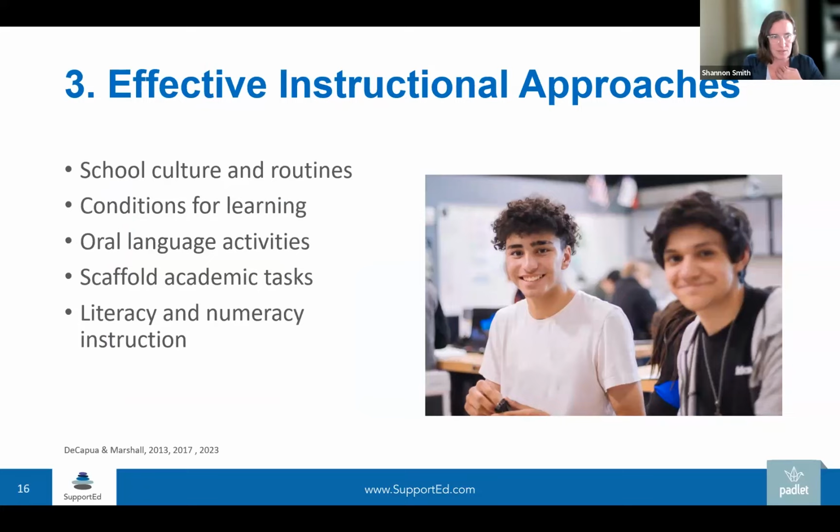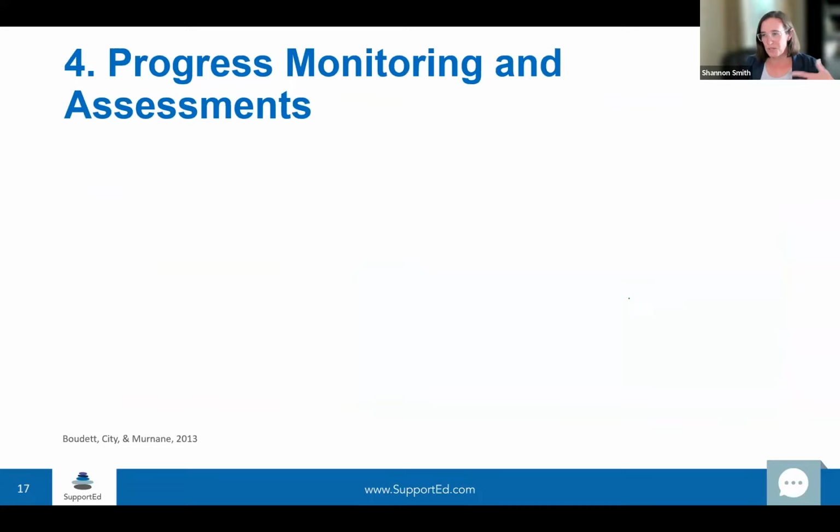So the fourth component that we have today is progress monitoring and assessments. I know it was low on the list, but I still saw some votes earlier, so I want to make sure we give it some time.